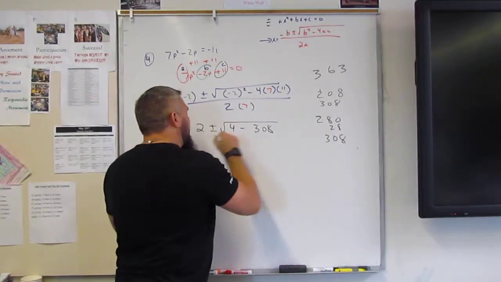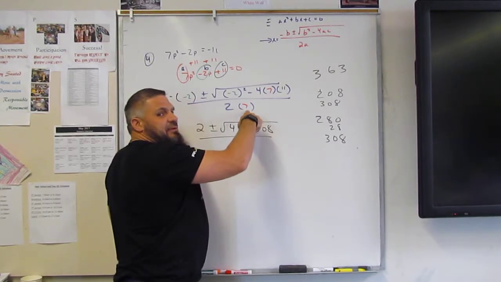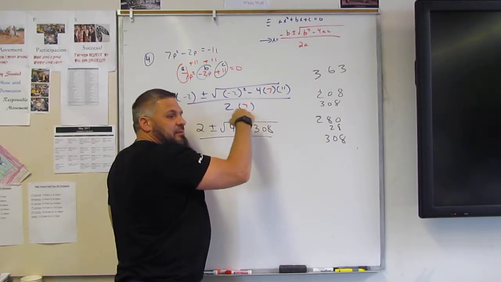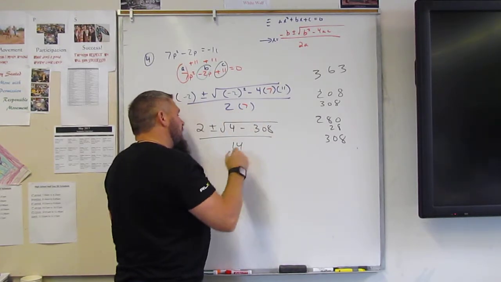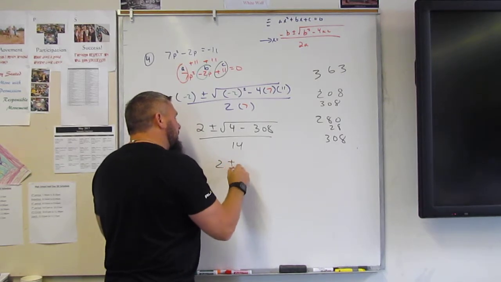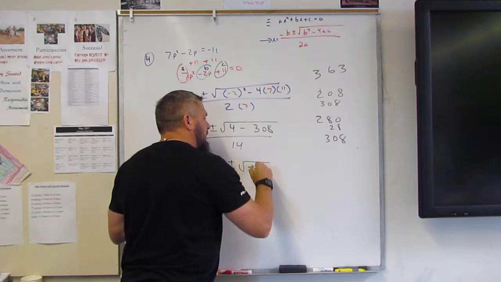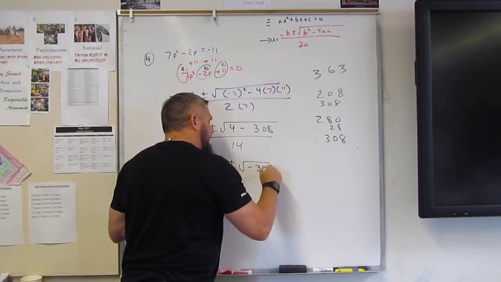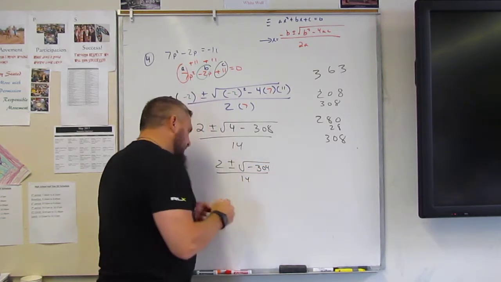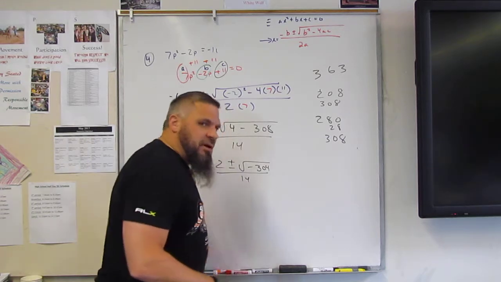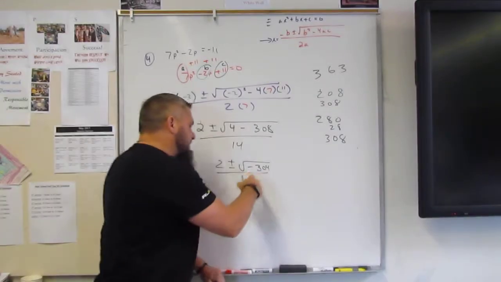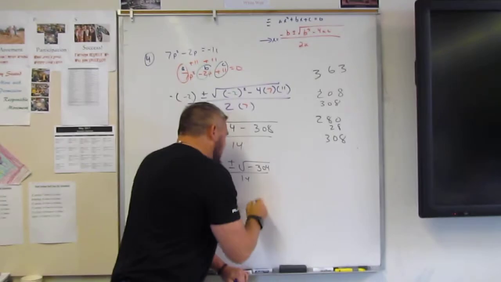All right, and then that's minus that. Well, that's going to be 304. What's 2 times 7, though? 14. So what I'm going to get is 2 plus or minus the square root of negative 304 all over 14. Now, for your test, all you have to do is come up with, hey, this is negative, so this is no solution.